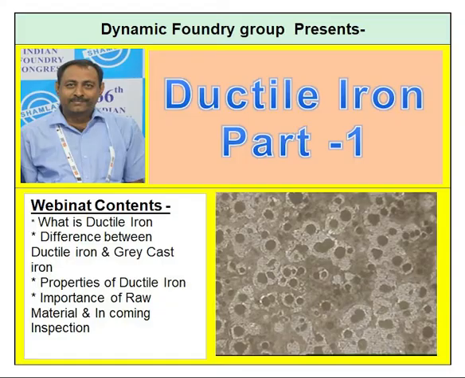Now let us go into detail with the grades. We can divide them into three grades: ferritic grade, ferritic-pearlitic grade and pearlitic grade. In ferritic grade, 400 by 12, 400 by 15 and 450 by 10 are mainly ferritic grades, where pearlite is not more than 25 to 30%, and the balance is ferritic. So it is more of a ferritic grade, where we require a predominantly ferritic matrix. The hardness range is 130 to 180. In case of 450 by 10, it may go to 190 or so.